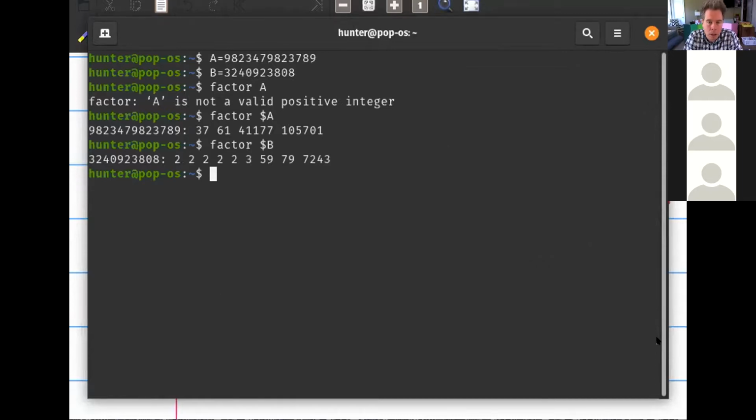That one and that one. Well, do they have any prime factors in common? If not, then the GCD has to be 1, because if it's not 1, it's got to be divisible by some prime. And so the GCD of these two numbers is 1.